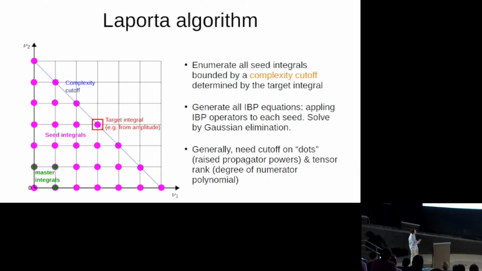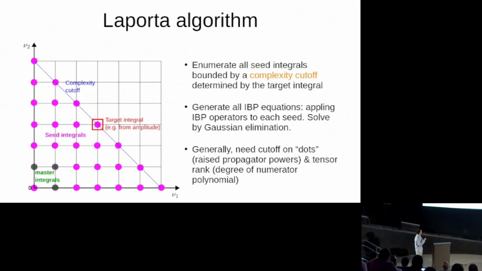So in the Laporta algorithm, you kind of do it by brute force. You just identify all the seed integrals under a certain complexity cutoff, bounded by your target integral to be reduced. You just look at all the seed integrals and generate all IBP equations. Then you solve this as a huge linear system. In practice, this can be a linear system of millions or even billions of equations. But you solve them on computers, even supercomputer clusters. Then you solve them with Gaussian elimination.